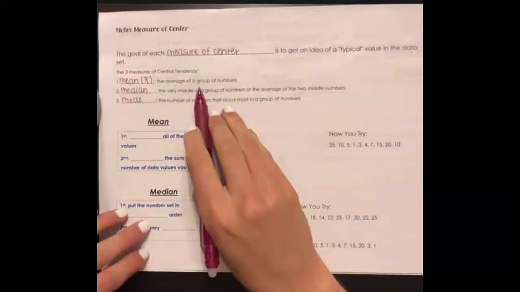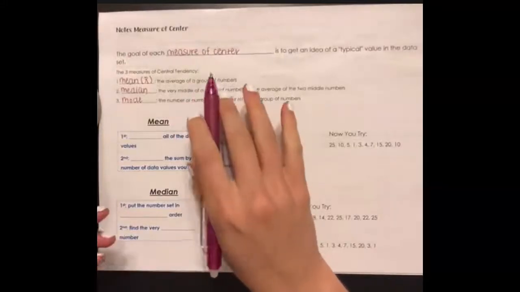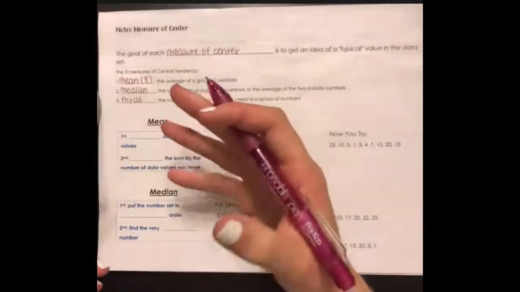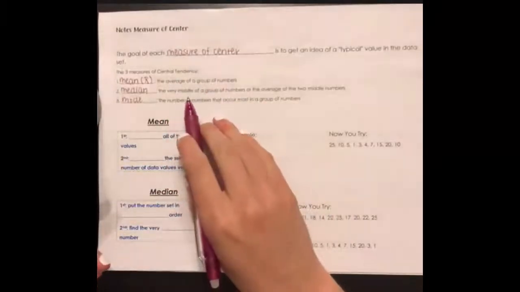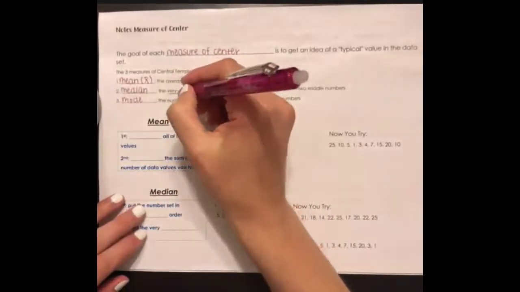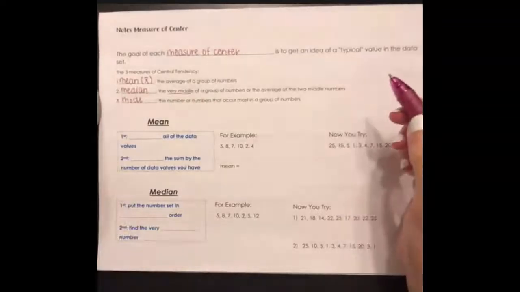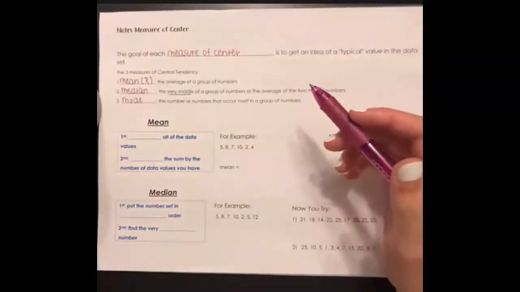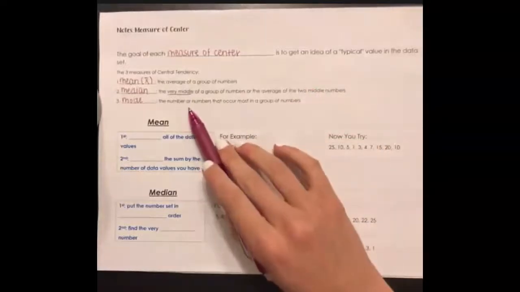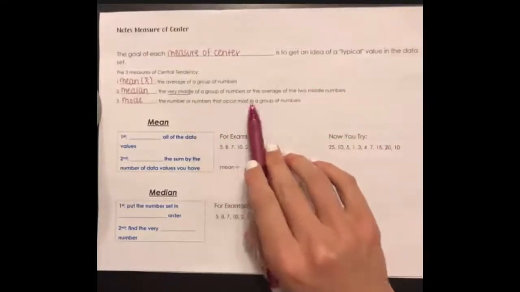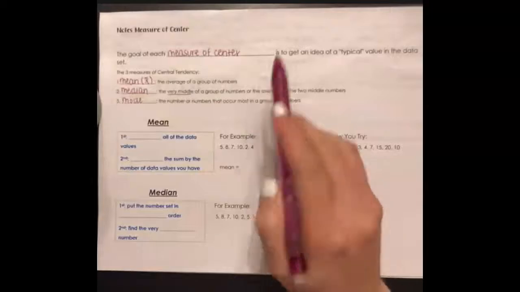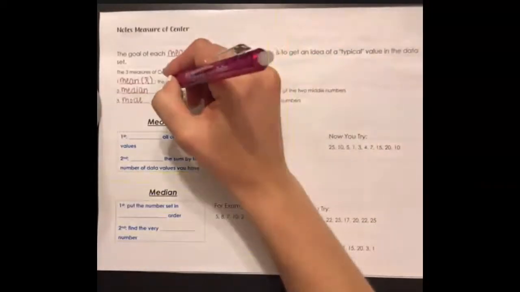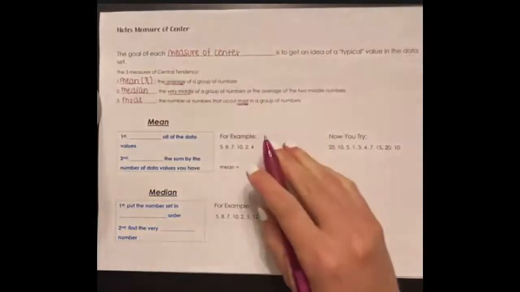So the mean is the average of a group of numbers. Like if you think of your test average, how did you do as a whole, right? So you might say the average. The median would be the very middle of a group, or the average of the two middle numbers. So it's something that's in the direct middle. And then the mode is the number or numbers that occur the most in a group of numbers. So when you hear mode, you should think of the word most. Average for mean, and then middle for median.